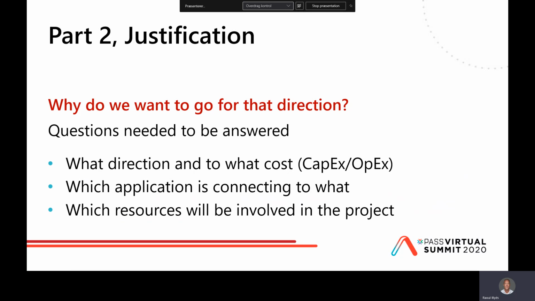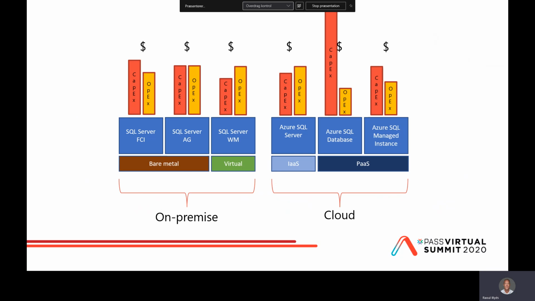Which application is connecting to what? So far, we have only focused on the data, but the data in itself is not really valuable if the connection endpoints from all the applications connecting to that data are not also under our control. So that needs to be evaluated and identified as well. And finally, which resources will be involved in the ongoing project? When I talk about resources, I'm not talking about infrastructure or data resources. I'm talking about you, the people who are going to be involved in the ongoing project. So how do we do that? Well, this is the same picture that I showed you before.